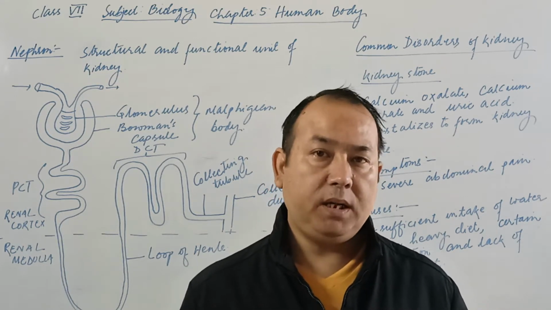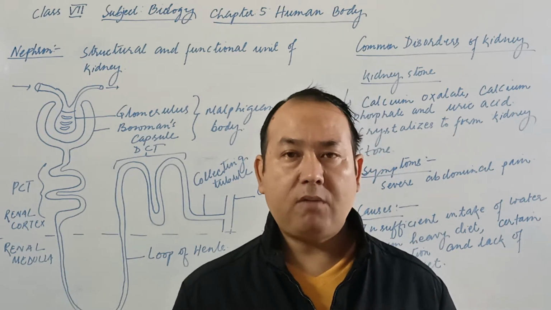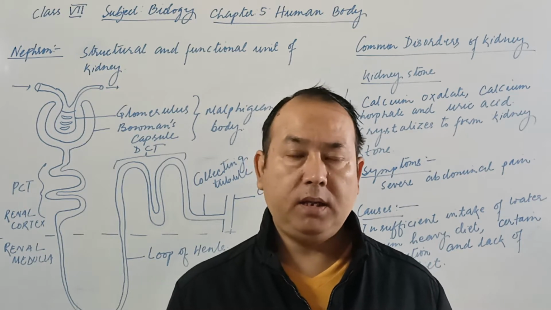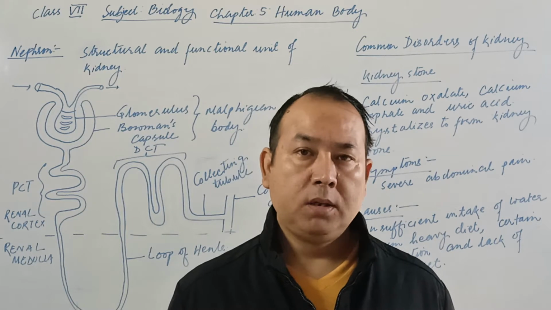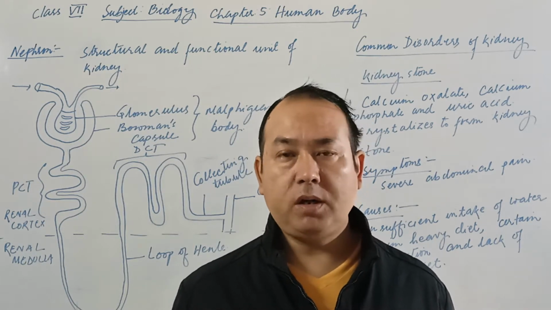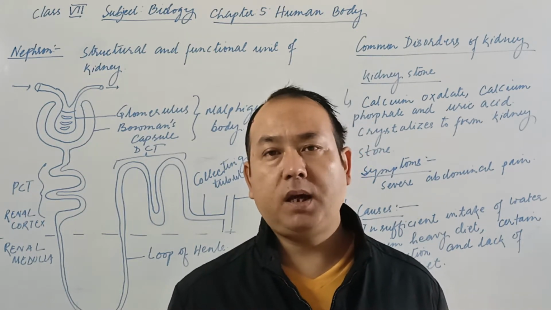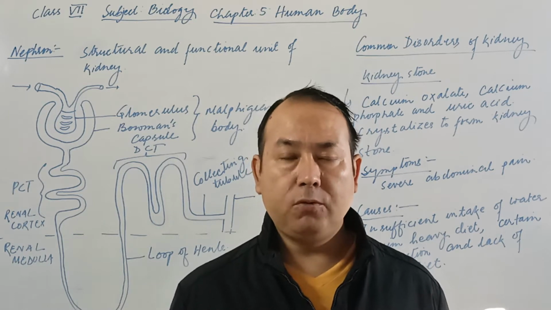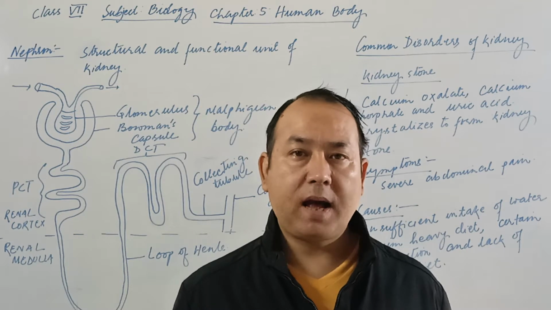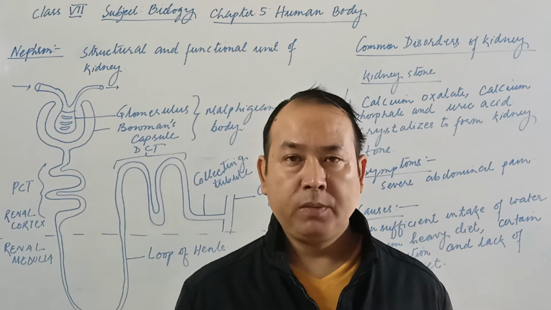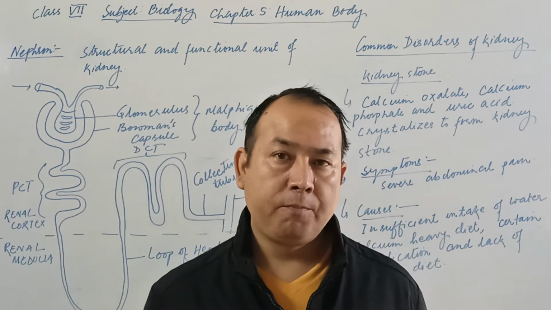After completing the kidney, internal structure of kidney, now comes the next topic, that is nephron. Okay, so if you are asked to name the structural and functional unit of kidney, then you are supposed to say nephron. Nephron is also called as renal tubule. Sometimes it is called as uriniferous tubule. Okay, so it has got many names.